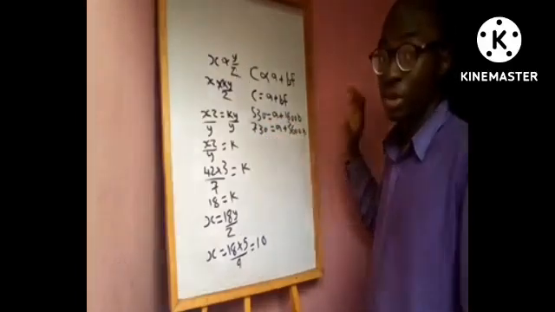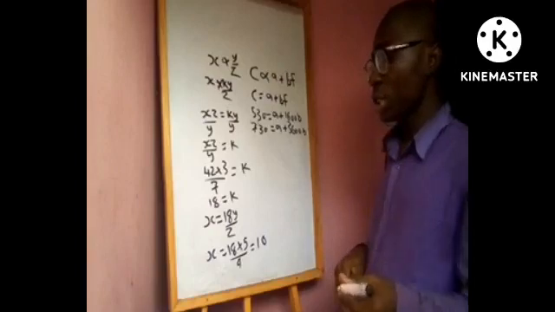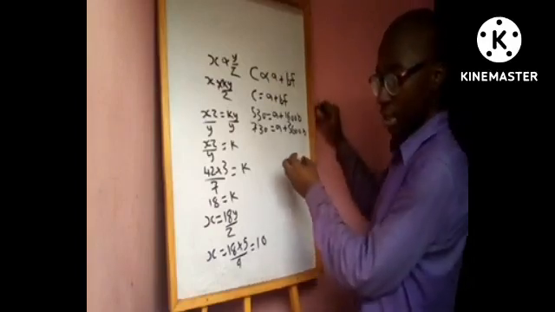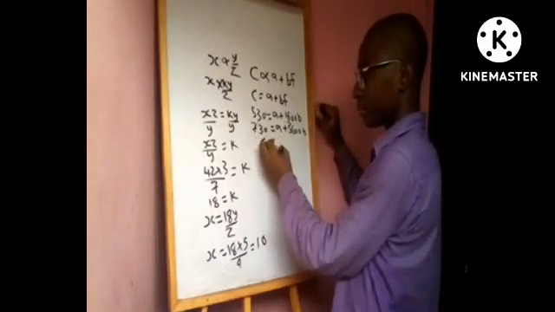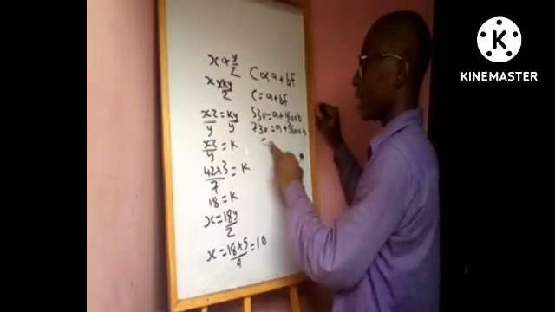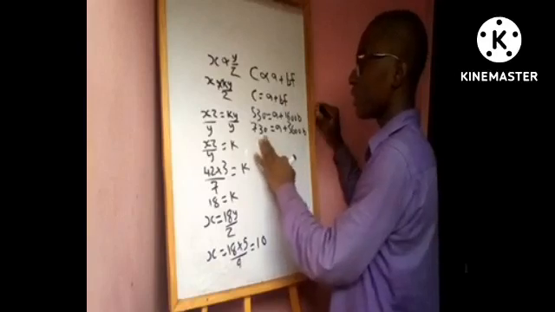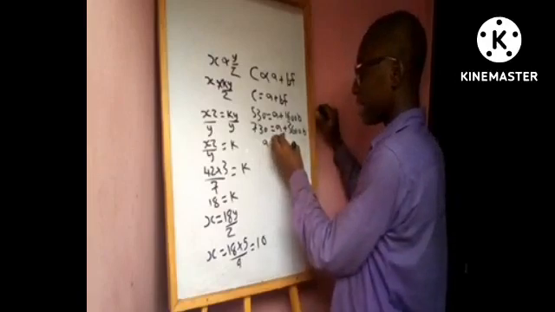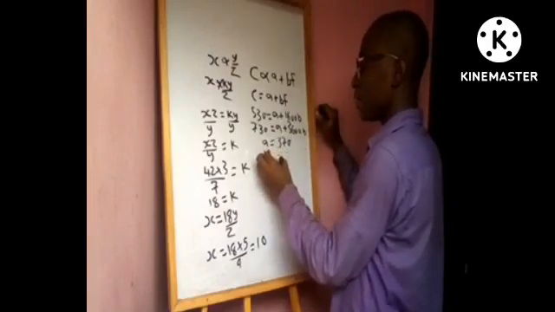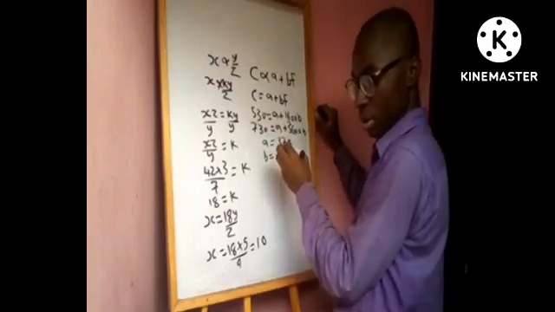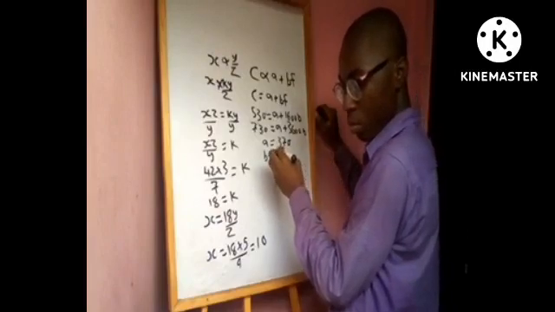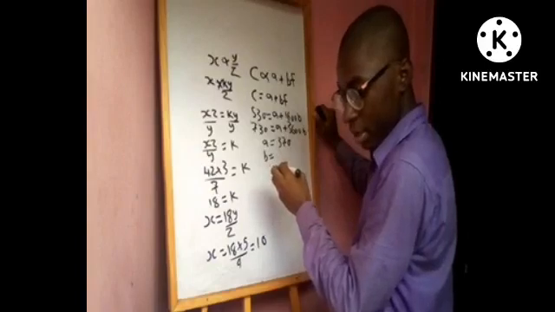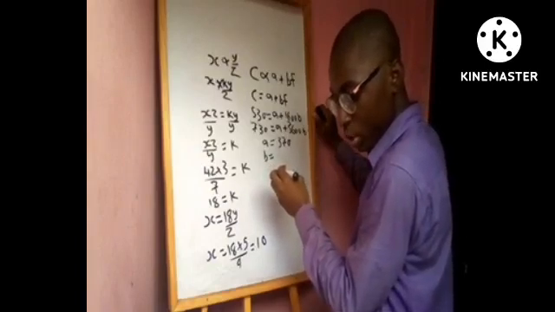When you solve these equations simultaneously by using your elimination or substitution method, you will get, or rather, your constant A. So we are looking for the values of the constants now. Our constant A will be equal to 370, and constant B will be equal to 1 over 10.